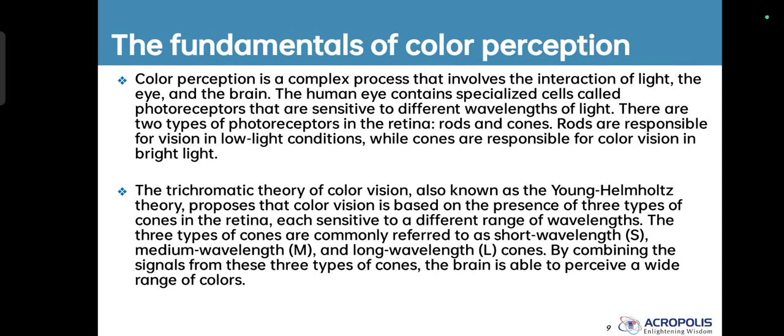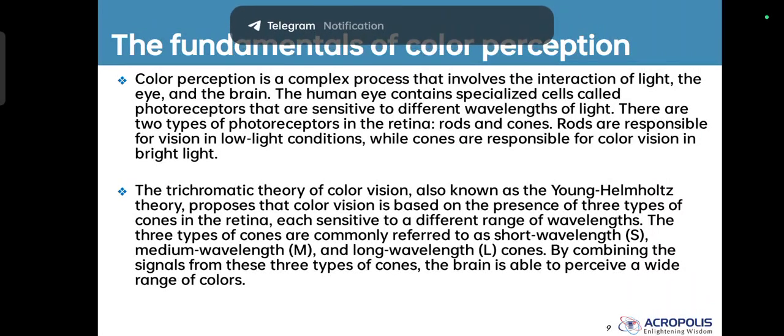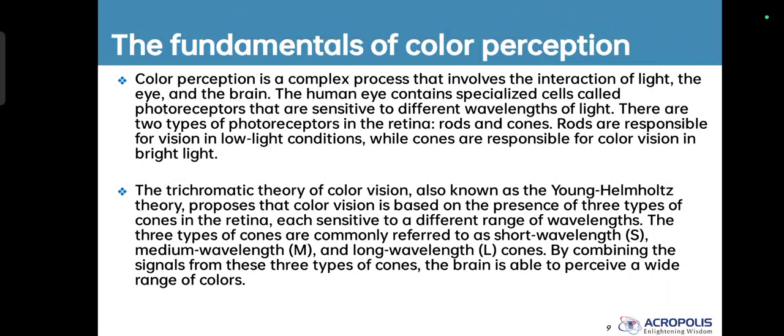The fundamentals of color perception. Color perception is a complex process that involves the interaction of light, the eye, and the brain. The human eye contains specialized cells called photoreceptors that are sensitive to different wavelengths of light. There are two types of photoreceptors in the retina: rods and cones. Rods are responsible for vision in low light conditions, while cones are responsible for color vision in bright light.